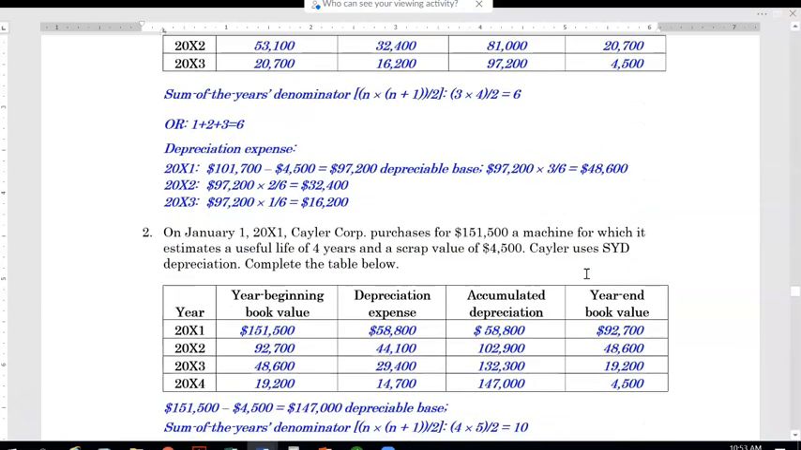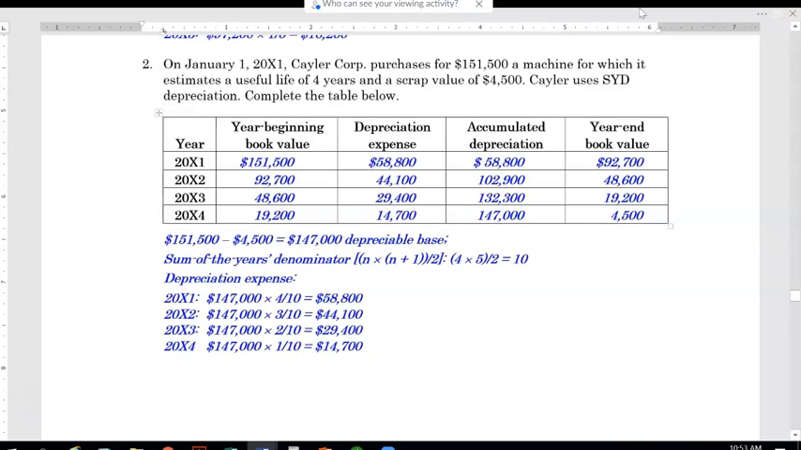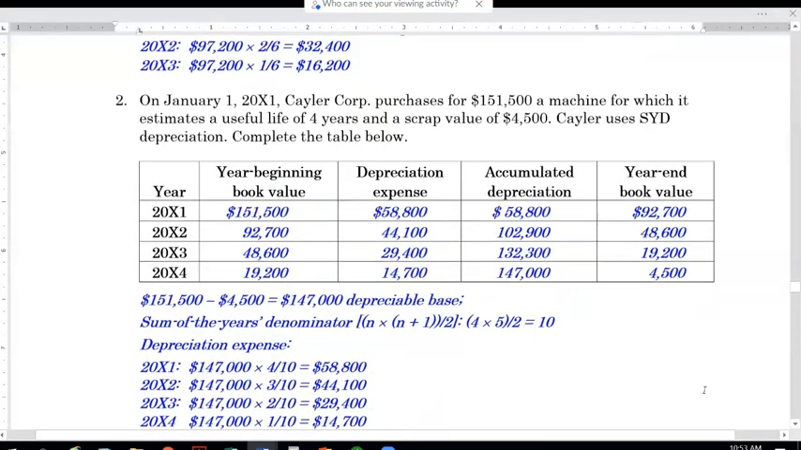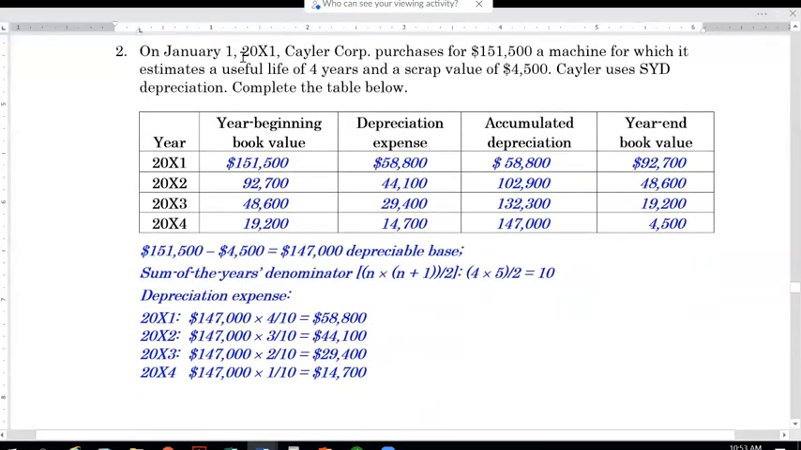Okay, so for the second problem, on January 1st, again, it's very important, you bought it at the beginning. Kyler Corporation purchases a machine for 151,500, which it estimates a useful life of 4 years and residual value of 4,500. Use sum of the year digit method. Complete the table below. So first I need to do the math again. So this is 4 years.